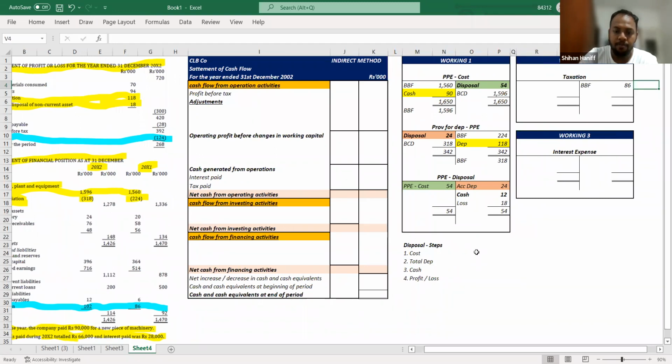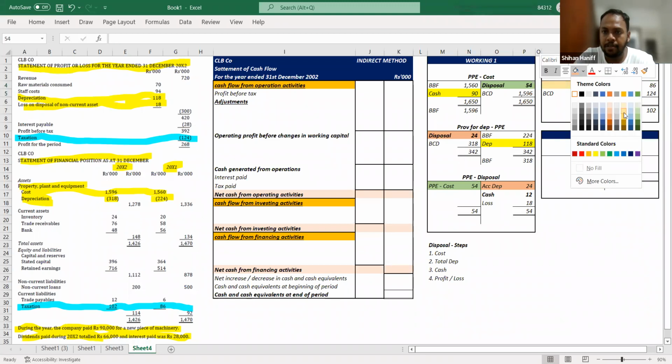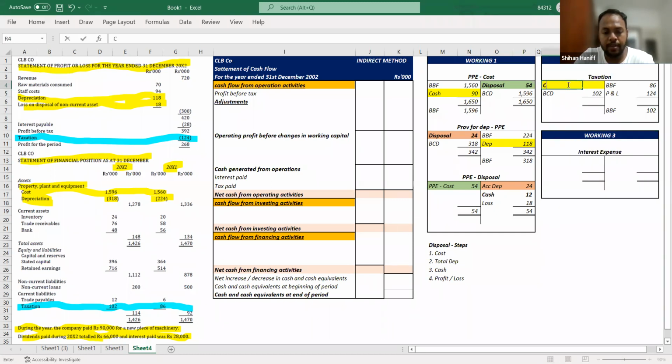Opening balance is 86, 102. Profit and loss, the debit balance, taxation 124. P&L debit, and this is credit. The difference is the cash. Cash account credit, taxation paid amount, because we need that.